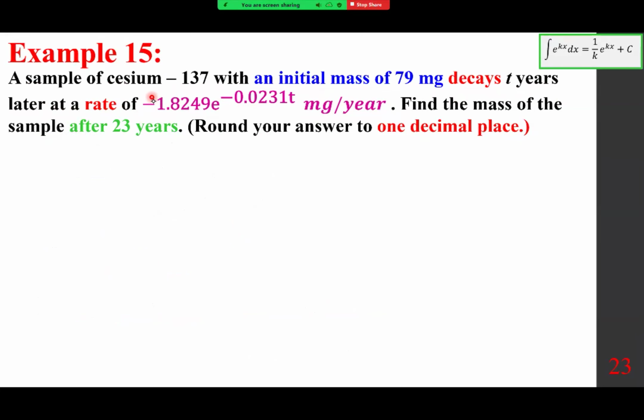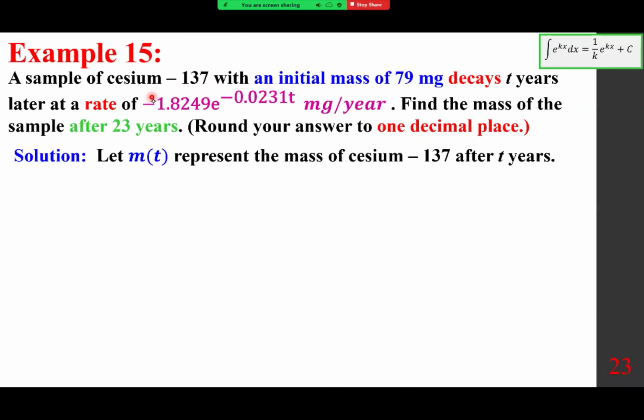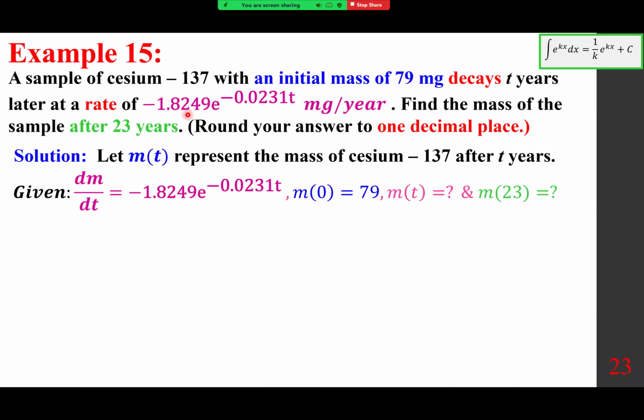So if m of t represents the mass of cesium-137 after t years at any time t, then its derivative, which is m prime of t or dm dt, is this one with the initial value 79. So dm dt is this function. M of 0 is 79. So we are going to find m of t, and then we're going to plug in 23 to find m of 23.